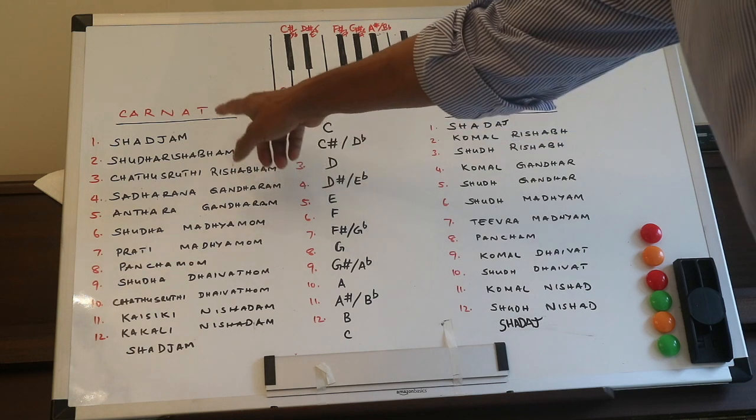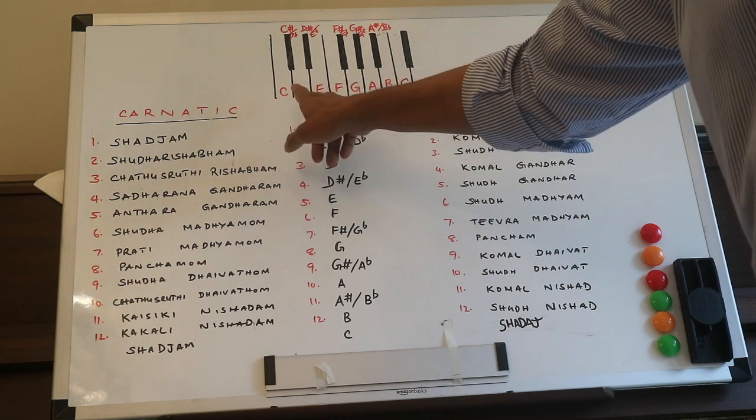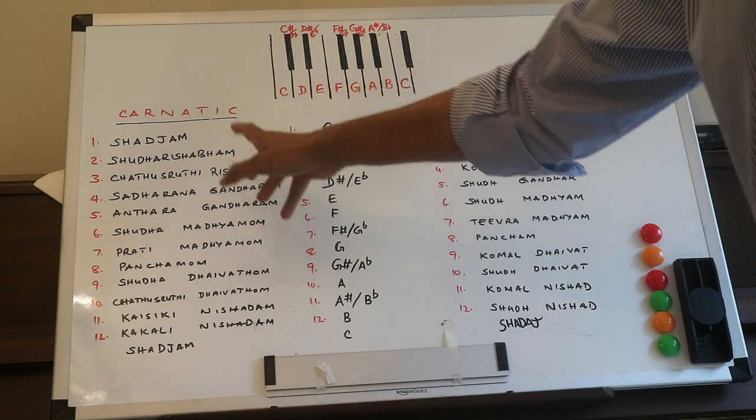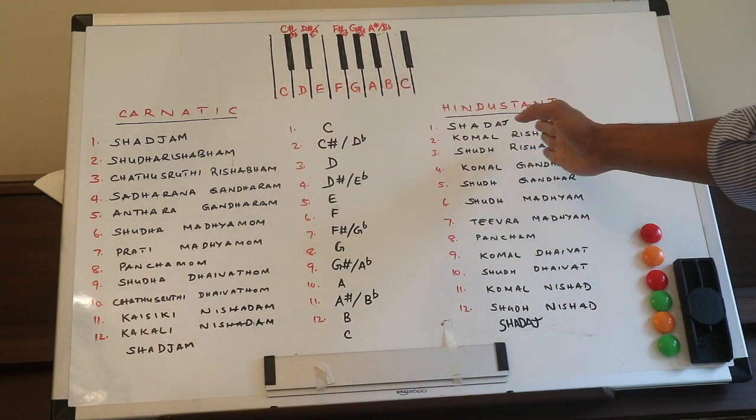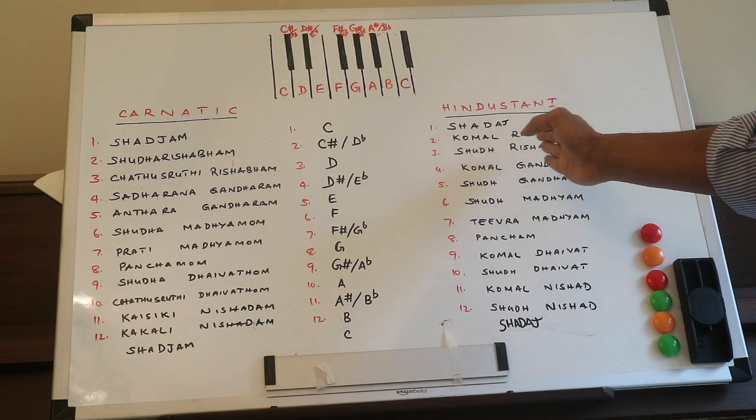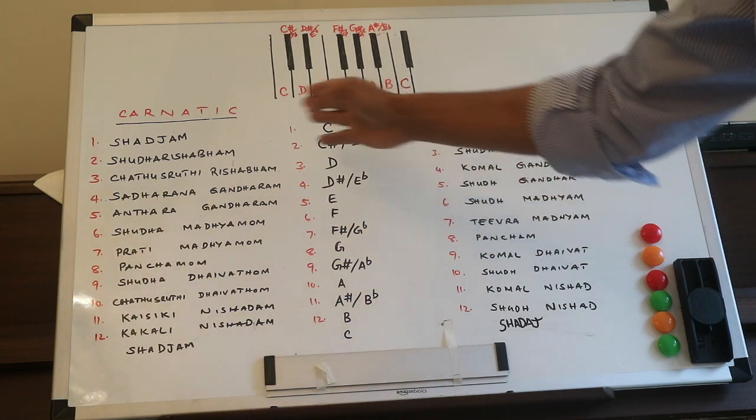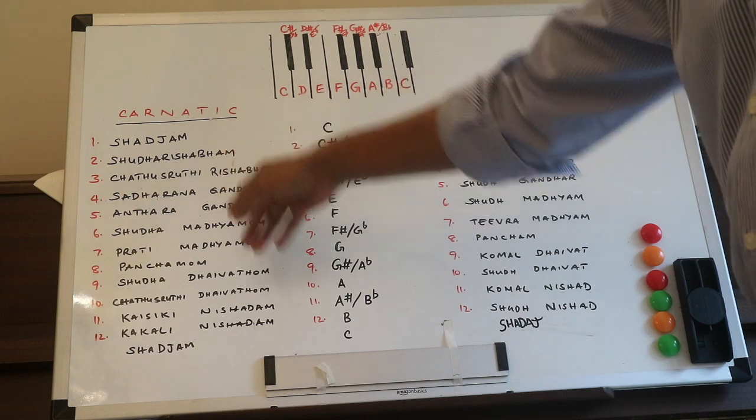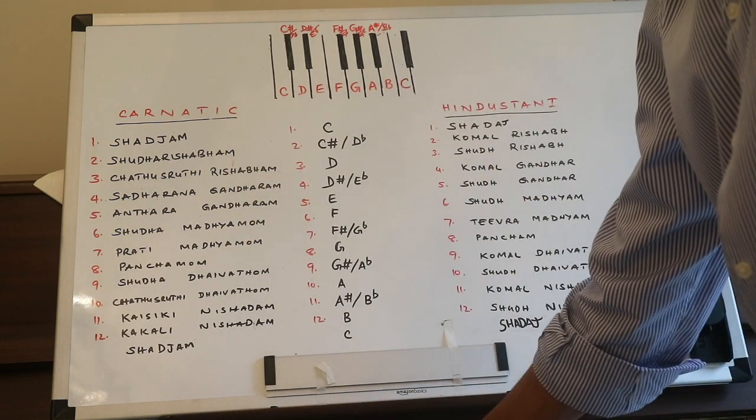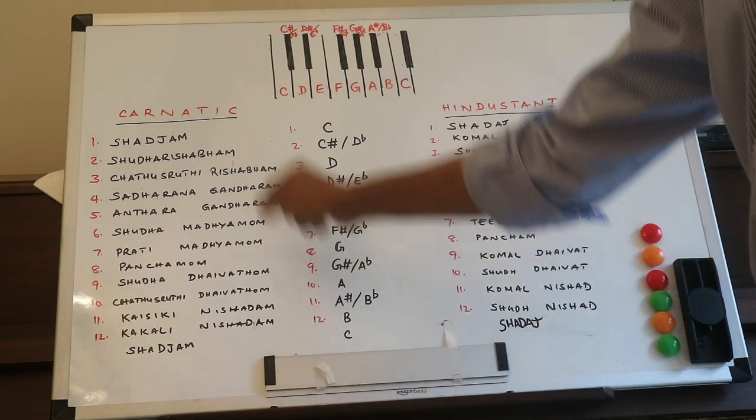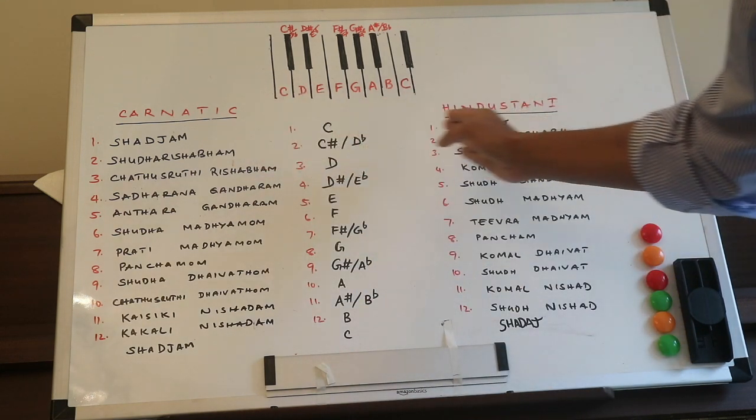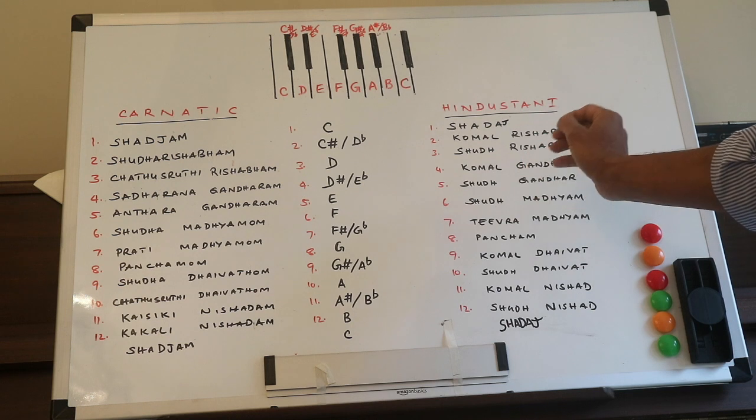So in Carnatic music, this C corresponds to the Sa, or what we call Shadjam in Carnatic music, and in Hindustani we call that Shadaj. The second note is Shuddha Rishabham. So Sa Re. Shuddha Rishabham, the corresponding note in Hindustani is called Komal Rishabh.